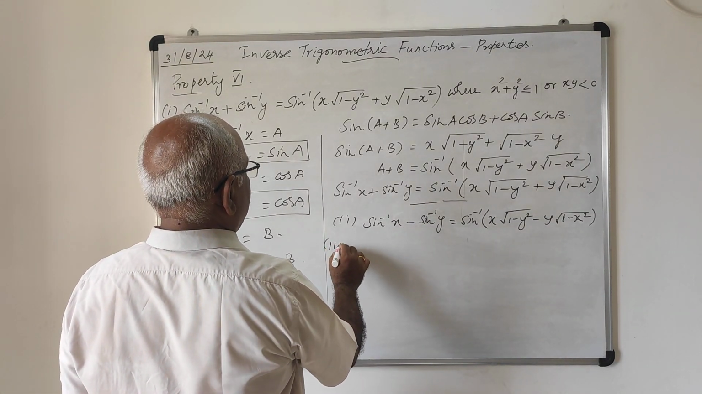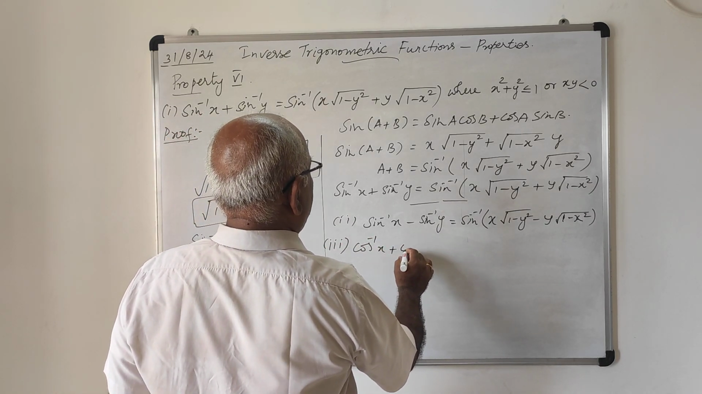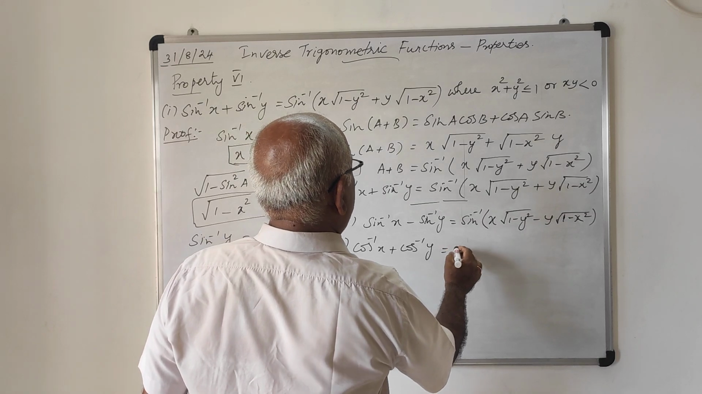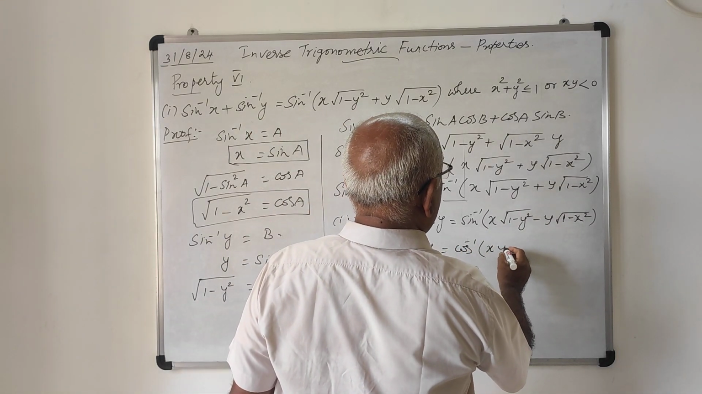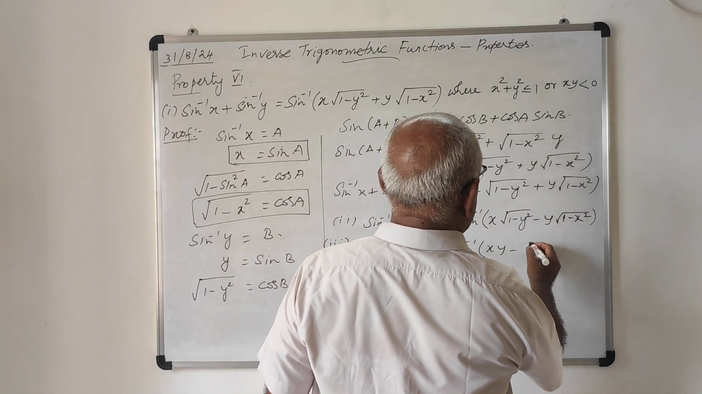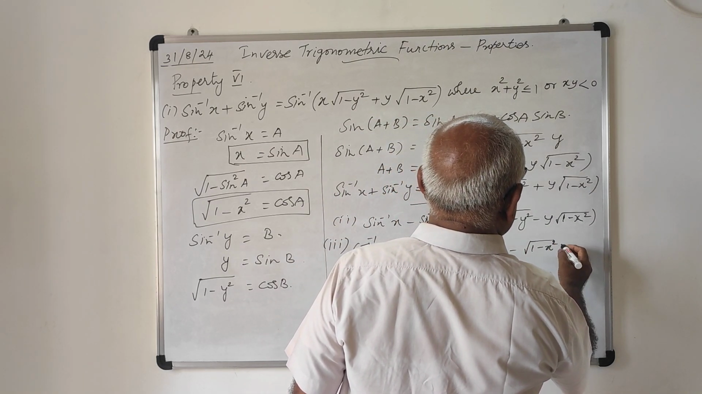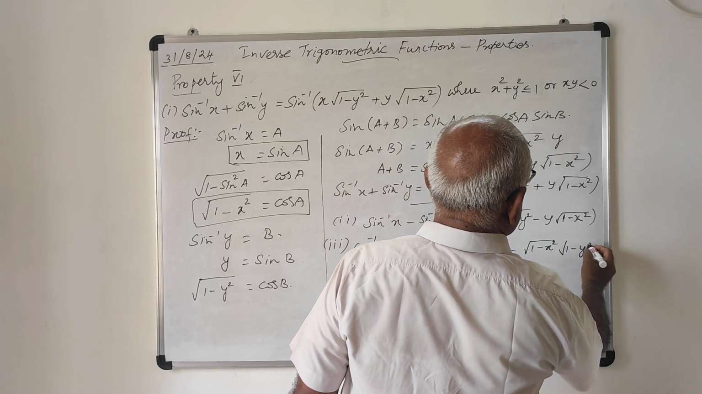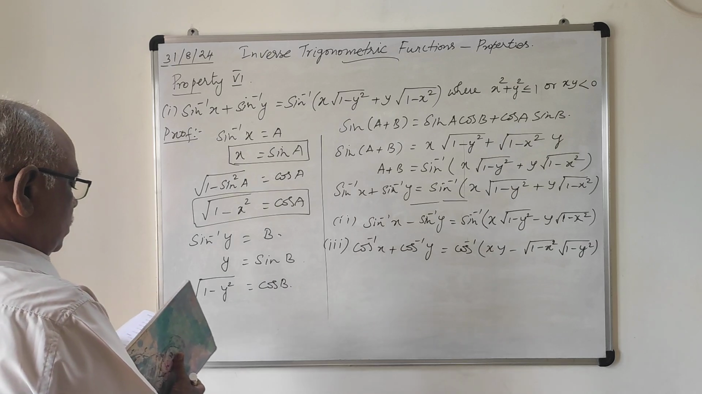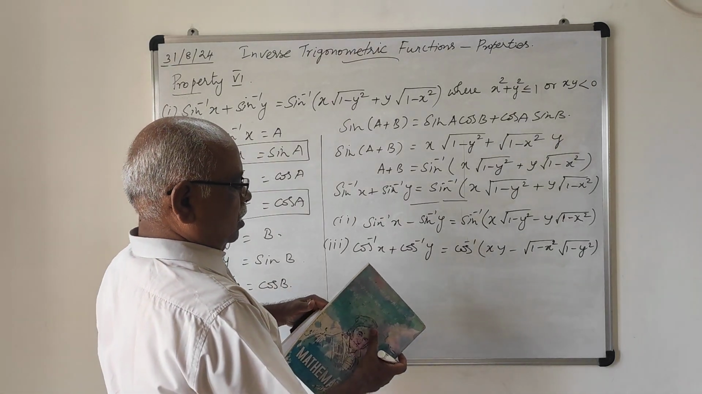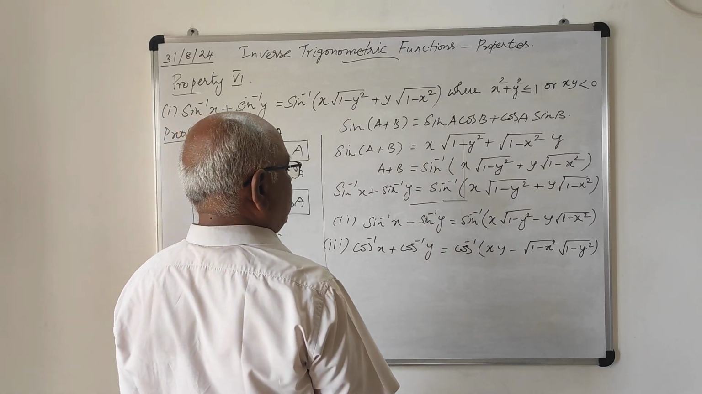Third one: cos inverse of x plus cos inverse of y equals cos inverse of xy minus root of 1 minus x square into root of 1 minus y square.